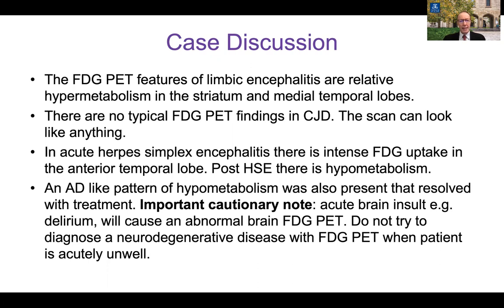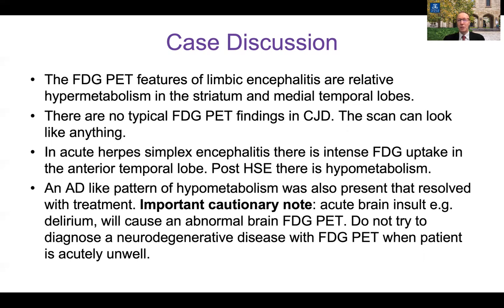An AD-like pattern of hypometabolism is present in this patient, but this resolved with treatment. The patient was given steroids and plasma exchange and improved. And this is an important cautionary note. Acute brain insults, such as delirium, very common in old people in hospital, will cause an abnormal brain FDG PET.